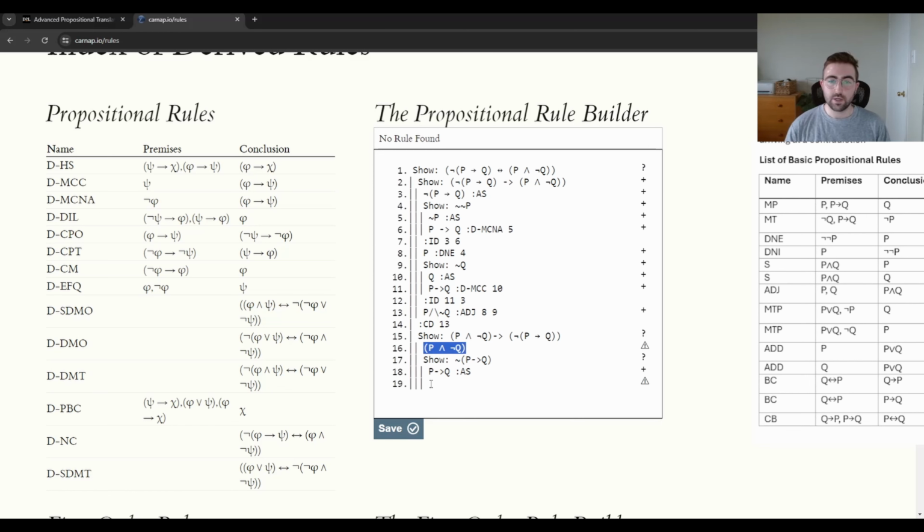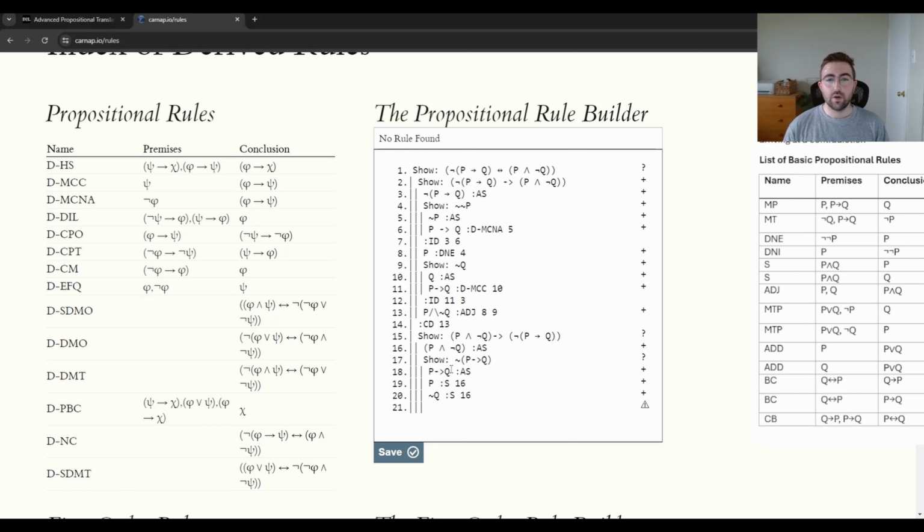Well, from P and not Q, we can simplify that, break that down. We'll get P from line 16 using simplification, S, and not Q using simplification on line 16. Oh, again, on line 16, I forgot to say I assumed it. Okay. Once I do that, everything is happy. But we also have this P arrow Q and we have this P, so we can get Q by modus ponens, right? So we get Q, modus ponens using line 18 and 19.